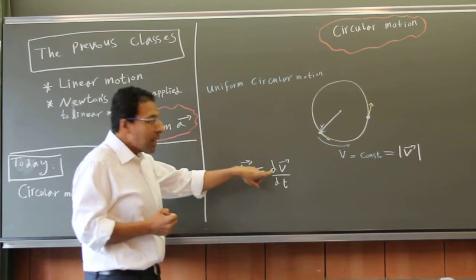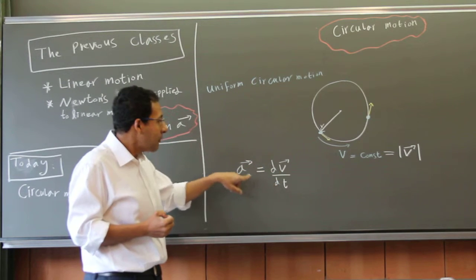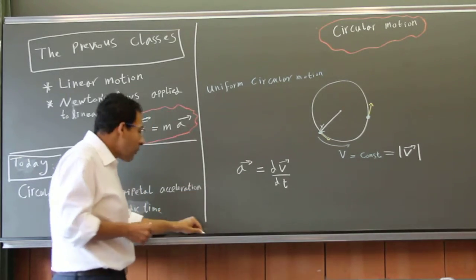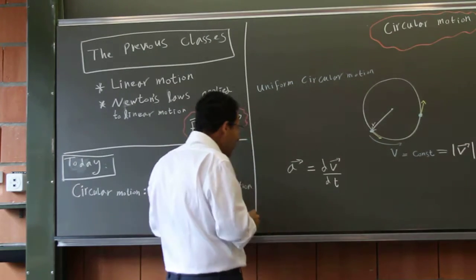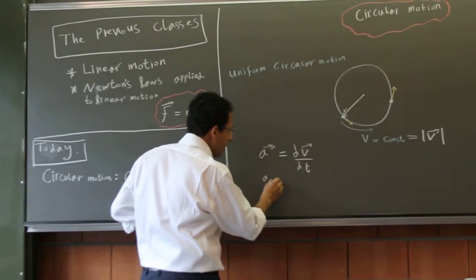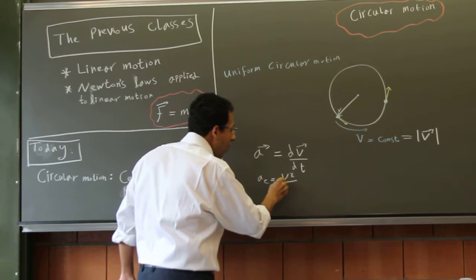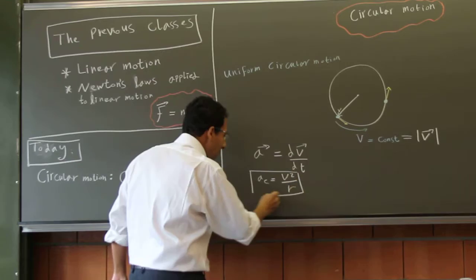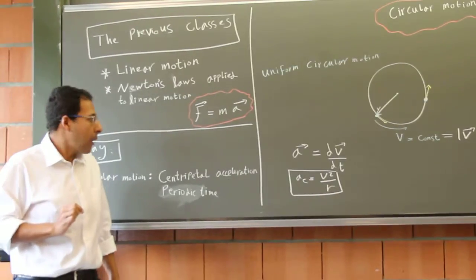So when we take the derivative of the velocity as a vector with respect to time, we find that the acceleration is not zero. And I will leave it to you as an exercise to show that the magnitude of this acceleration is equal to v squared over r. All right? I will ask you to do this derivation in a homework problem.